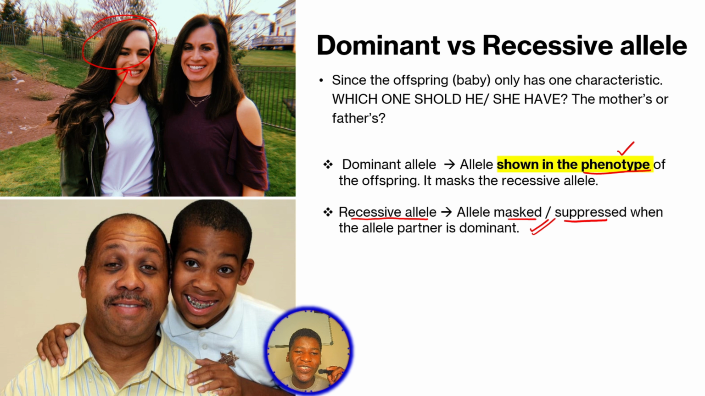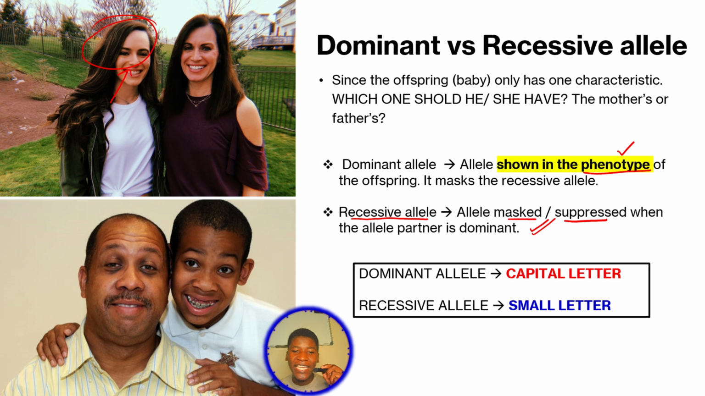It is because it is not shown in the phenotype. We do not actually see the light skin from the mother because your dad's dark skin is dominant. So basically, in terms of the genetics that we're doing, we use a capital letter to represent a dominant allele, and we use a small letter to represent a recessive allele. So we have got a dominant and a recessive allele.